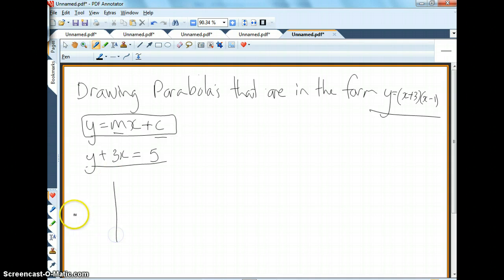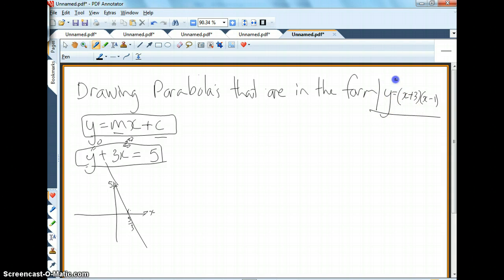Just very quickly, this particular equation, I would make x 0 to find the y-intercept, and then therefore y would be 5. And then I would make y 0 to find the x-intercept, and this would be 5 over 3, which is 1 2/3. And I just connect the dots. I just found the x-intercept and I found the y-intercept.